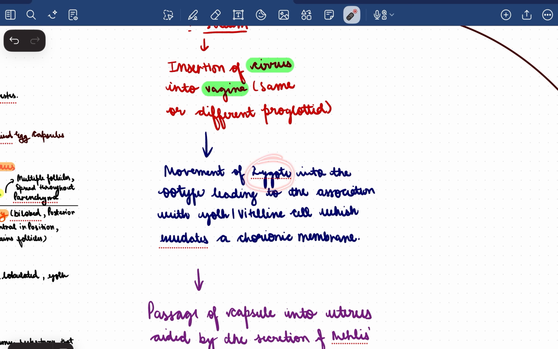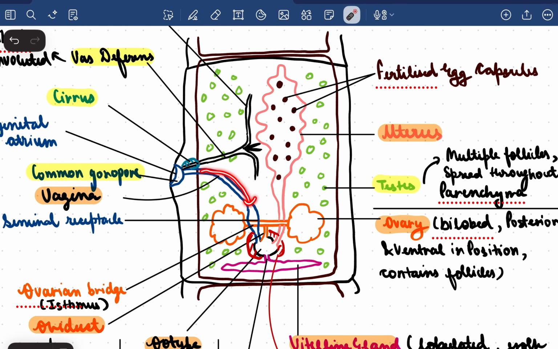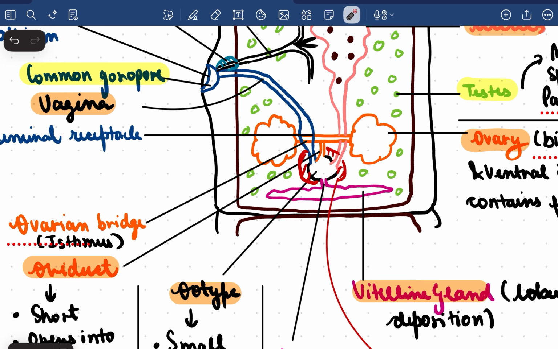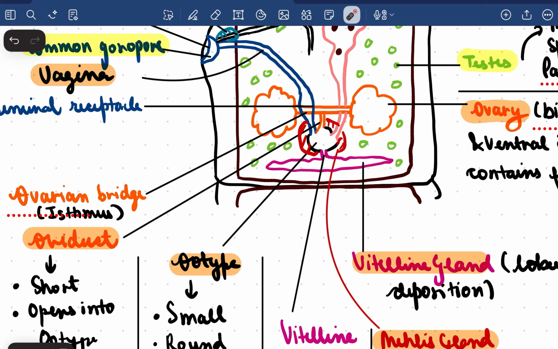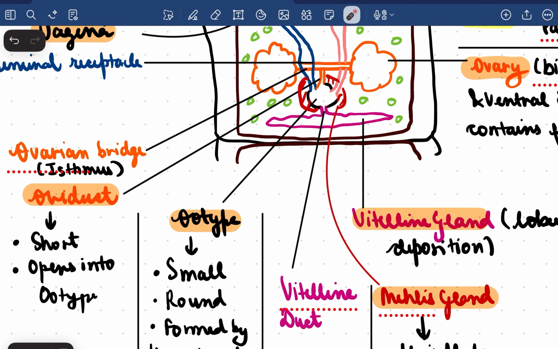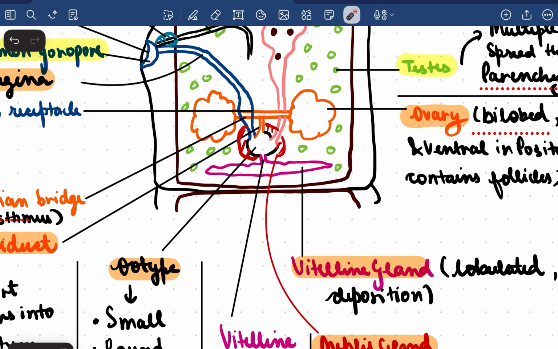Then zygote will get formed when egg and the male gamete combine. Zygote will then move into the ootype, which leads to the association of zygote with a yolk or vitelline cell, which exudes a chorionic membrane. So what happens is, first of all, the male gametes are here in the seminal receptacle, then female gametes are here also, then they get fertilized, then it moves to the ootype. Ootype is sort of a place where a lot of things come together, right? So eggs come and everything comes. In the ootype you have an attachment through the vitelline duct to the vitelline gland. Now that is going to secrete a yolk cell, which then will form a chorionic membrane.